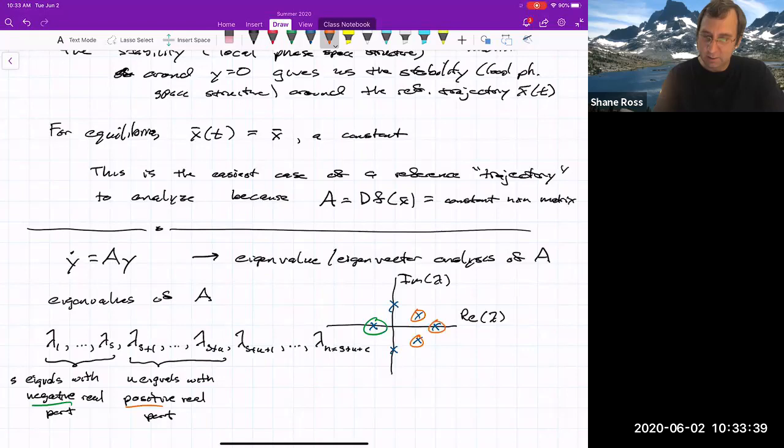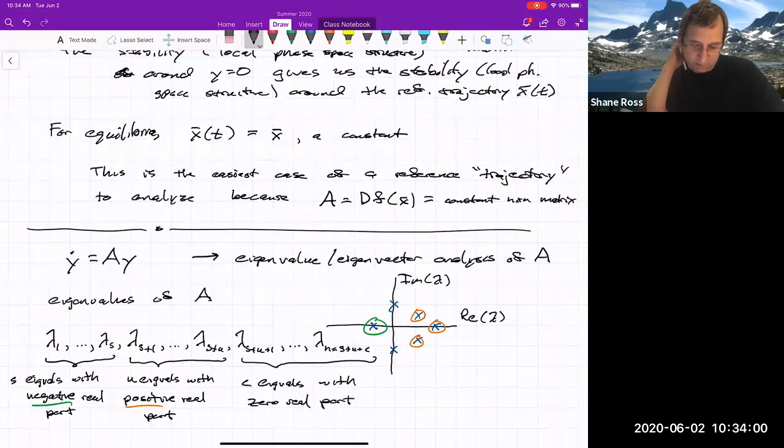And then the next grouping, there are c of them. So s, u, and c are all integers. c eigenvalues with 0 real part. You might even wonder, why are these even mentioned? It's because they do come up and are significant. So 0 real part would be these things that are along the imaginary axis.